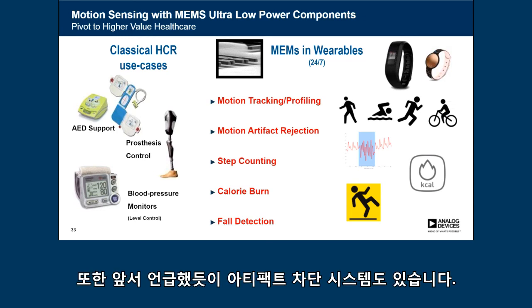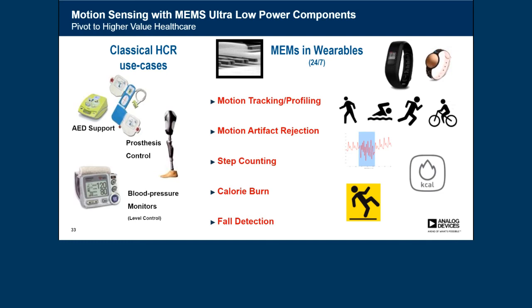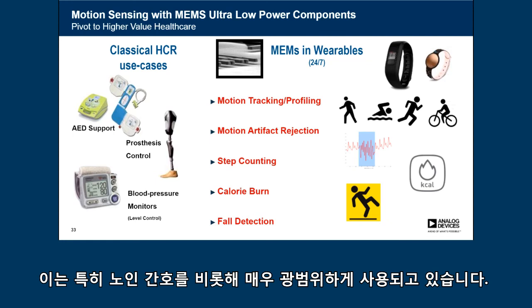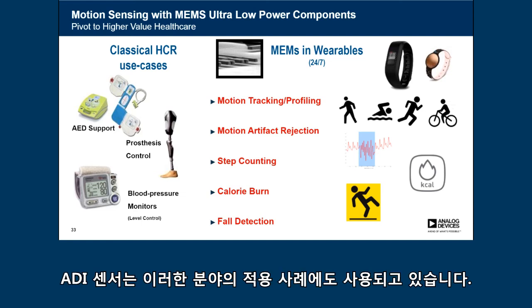But also for rejecting artifacts, as I mentioned before, in an optical system. Other use cases can be step counting, which is related to calorie burn, but also fall detection. It's very broadly used in this industry, especially for elderly care. So our sensors are also used in these kinds of use cases.